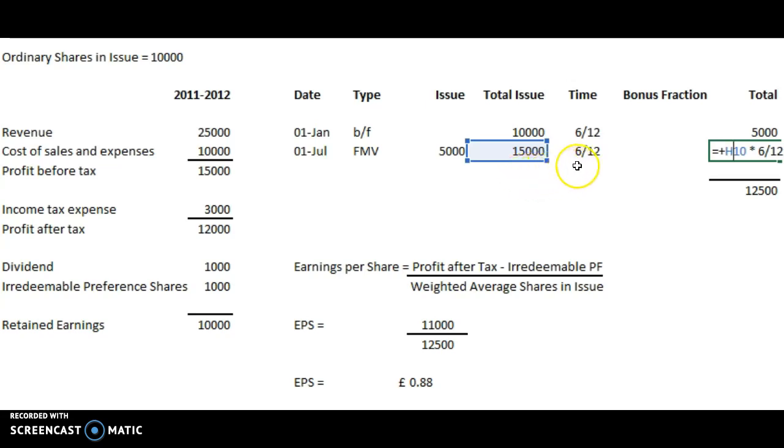15,000 for 6/12 of the year. Add the two together, 12,500, and that's our denominator for this EPS fraction. Weighted average shares in issue, 12,500. The numerator, same as before, profit after tax comes from here, 1,200, minus the irredeemable preference shares of 1,000, gives an EPS in this example of 88 pence.